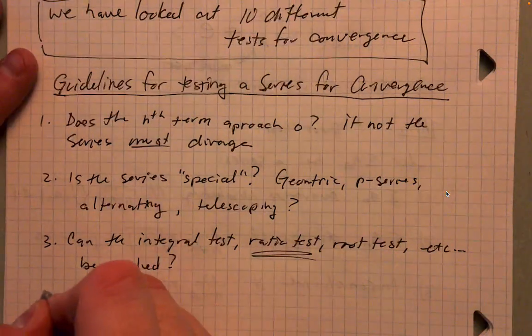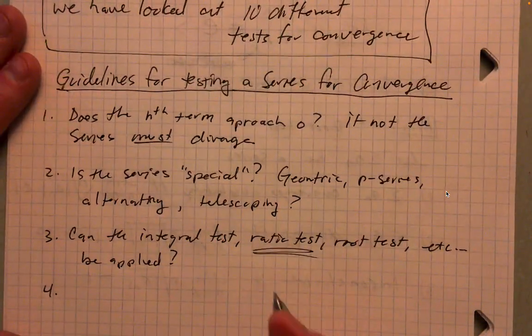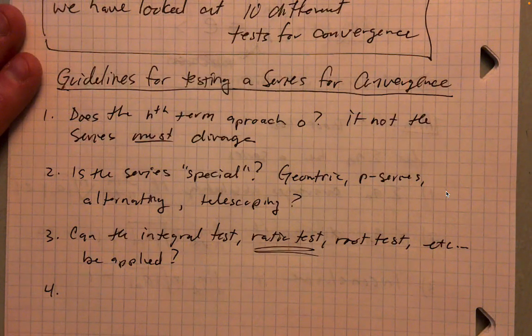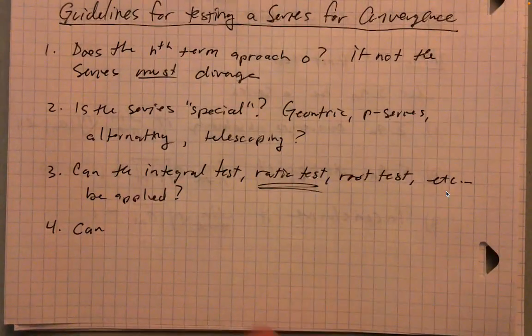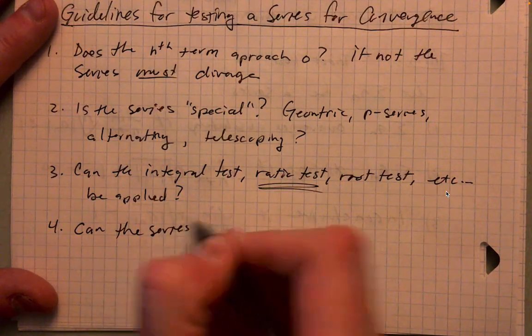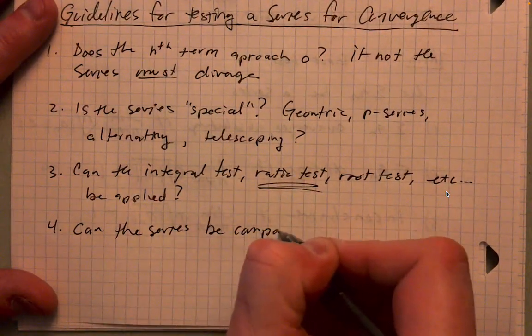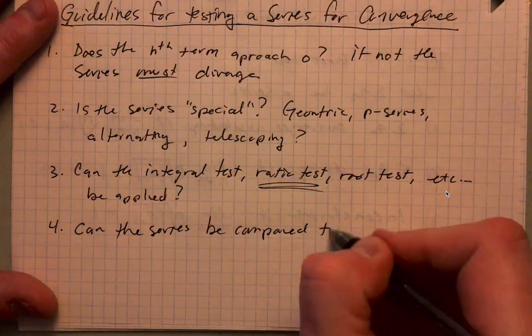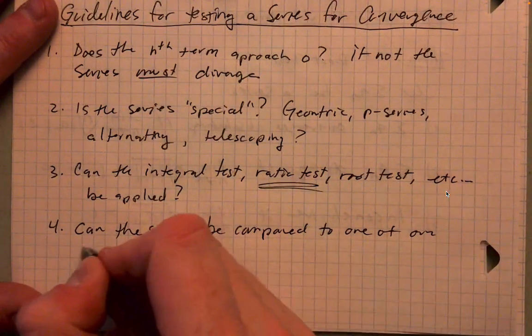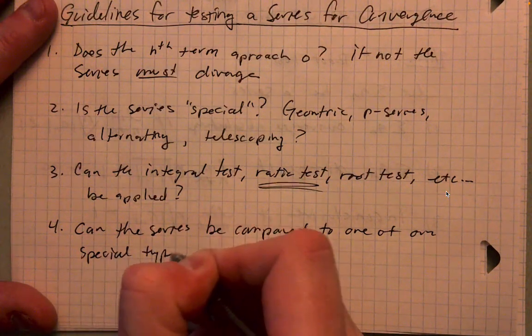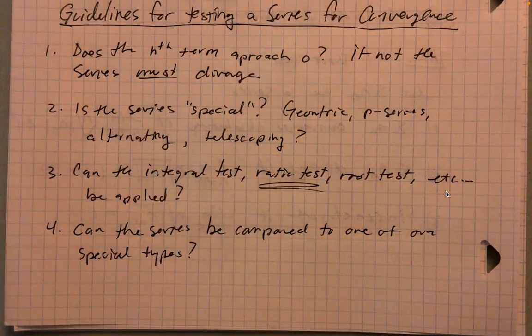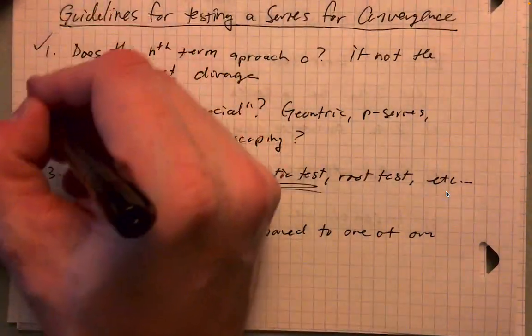And then finally, this is the hardest way to do it: to create a comparison, like a direct comparison. Sometimes this is hard. I think it requires a certain kind of thinking. It's not necessarily hard, it's just something you have to get used to doing. But can the series be compared to one of our special types? We have these special types. Can we compare it to one of them?